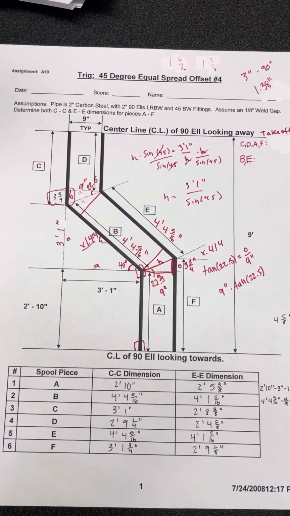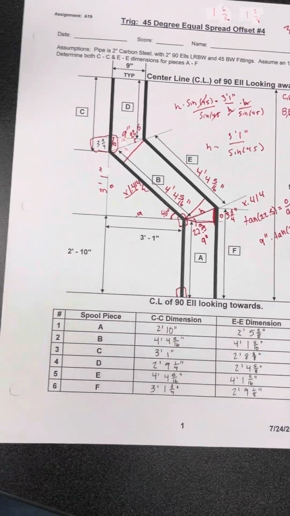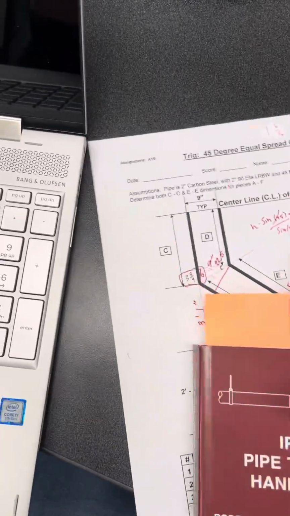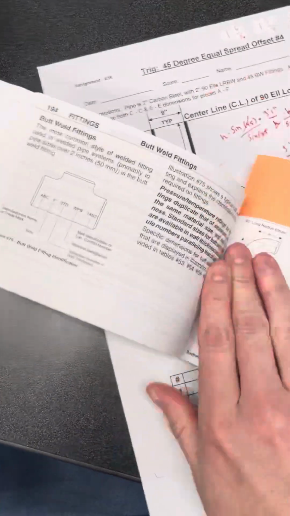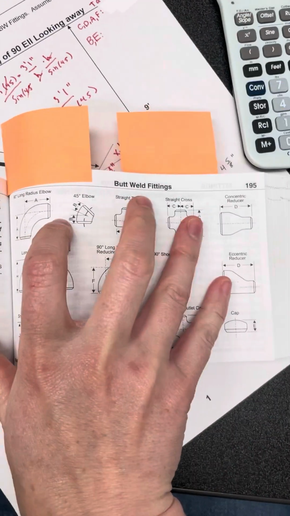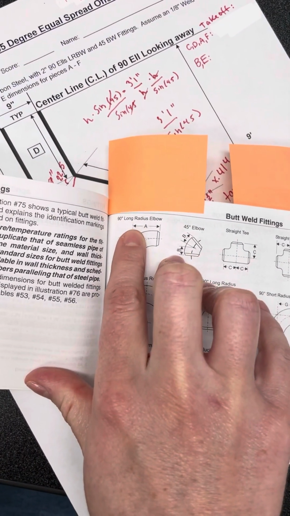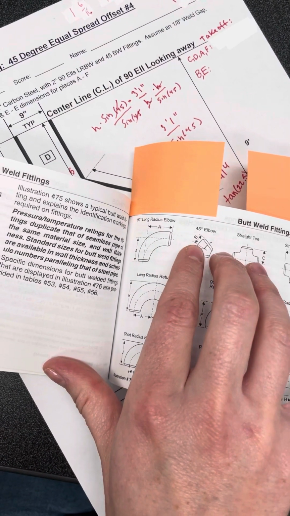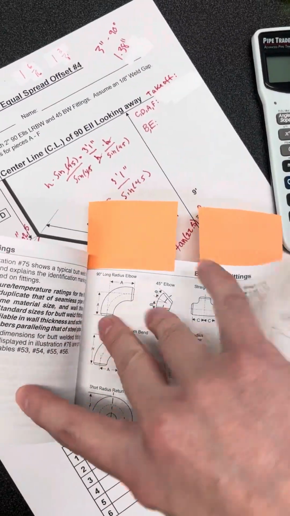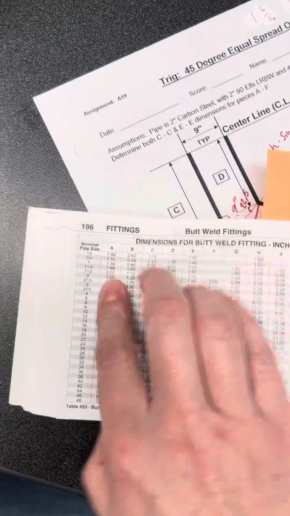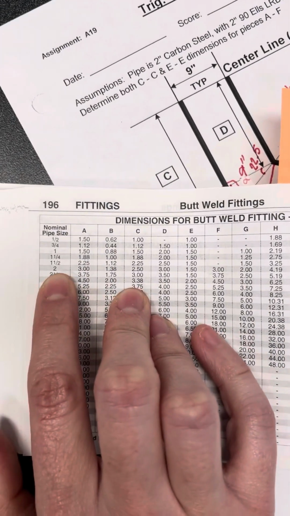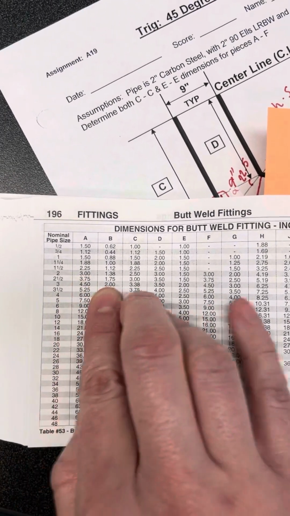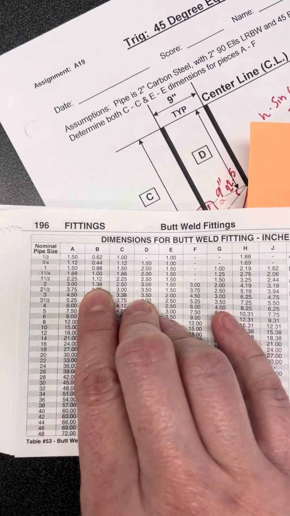So I'm going to find my dimensions here for these takeoffs using my IPT Pipe Trades Handbook. So if I pop over to page 195, you can see we're looking at butt weld fittings and we have the 90-degree long radius elbow. This is going to be type A in our chart, and then we have the 45-degree elbow, which is going to be type B in our chart. So looking at our chart for a 2-inch pipe, the 90-degree long radius is going to be 3 inches, and then the 45 is going to be 1.38.